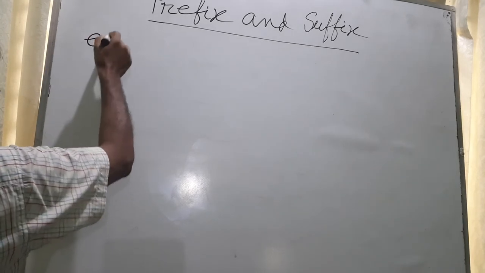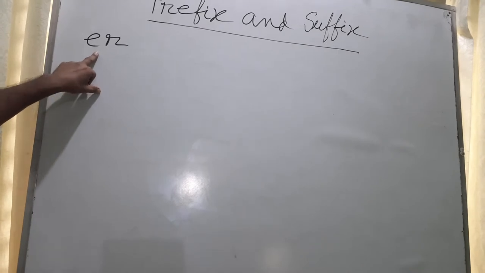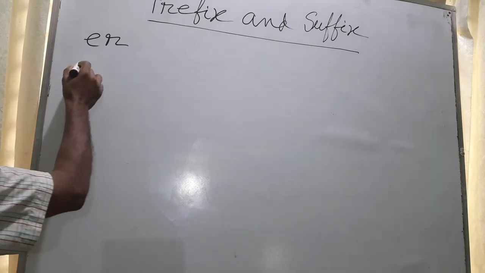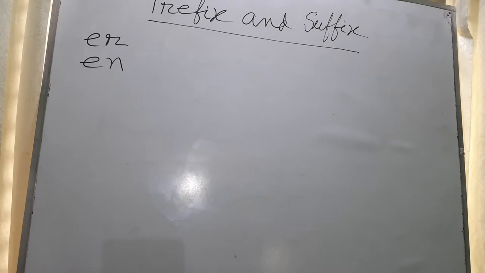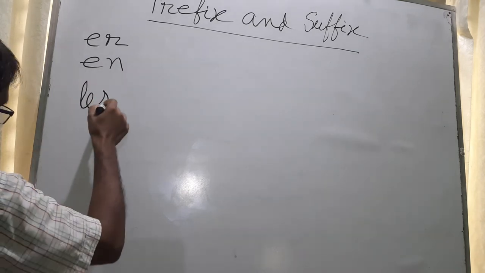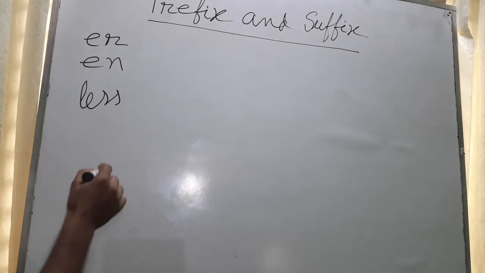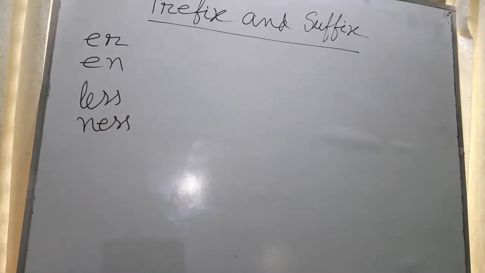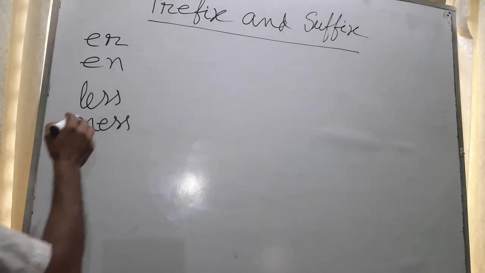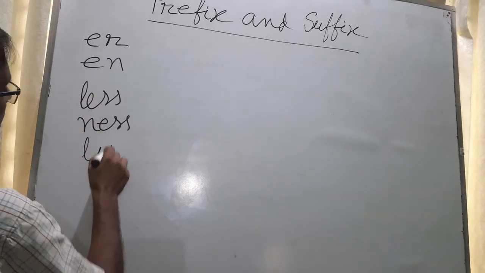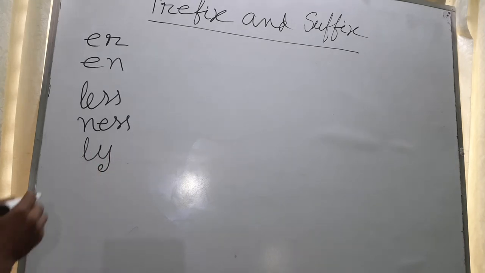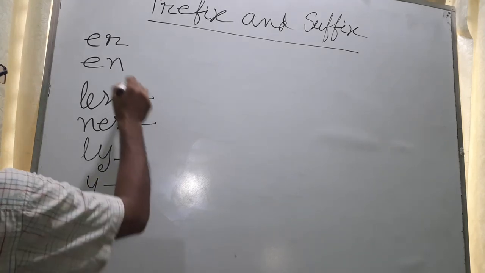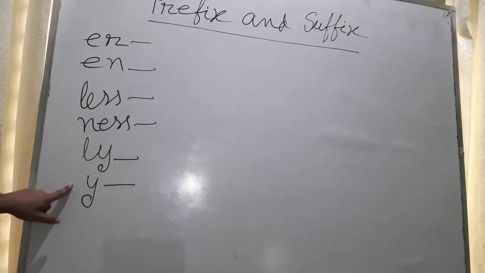er is one suffix. En is another suffix. Less, ness, again ly, again only y.